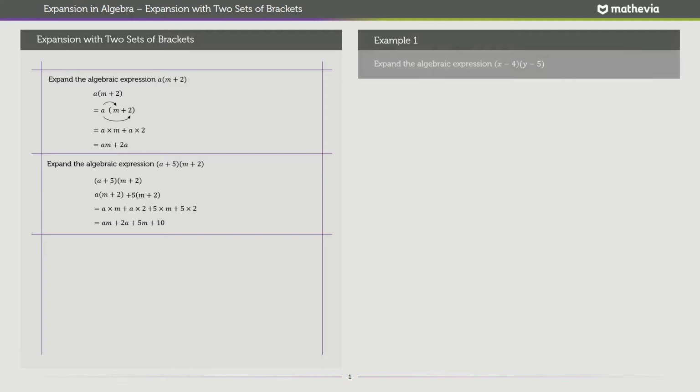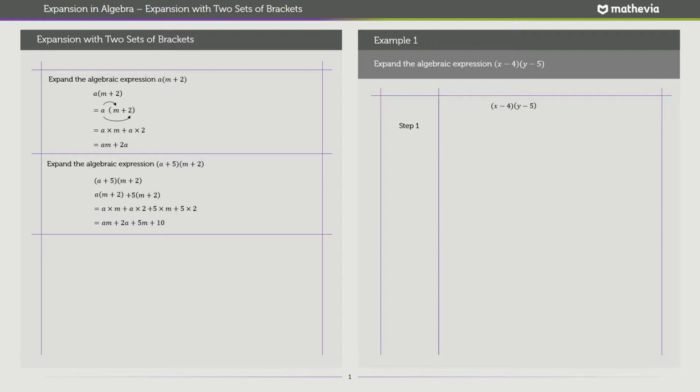Example 1: expand the algebraic expression (x minus 4)(y minus 5). We take x and multiply that by y minus 5, and then we take minus 4 and multiply that by y minus 5. When we work that out, for the first one we have x times y plus x times minus 5. For the second bit, you have minus 4 times y plus minus 4 times minus 5. And what you should have in the end is xy minus 5x minus 4y plus 20.